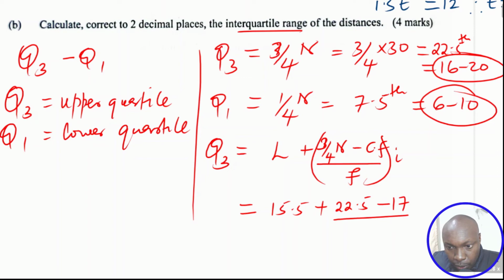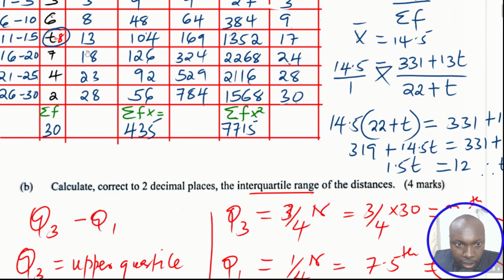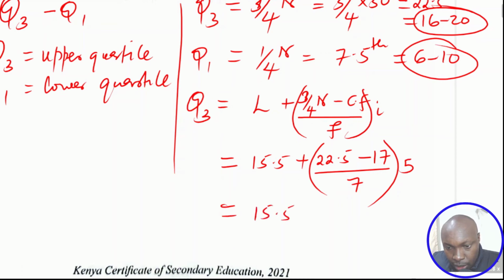Then the frequency of that class is 7. Then I is the class size. The class size is 5. So these will be very helpful to give us Q3.